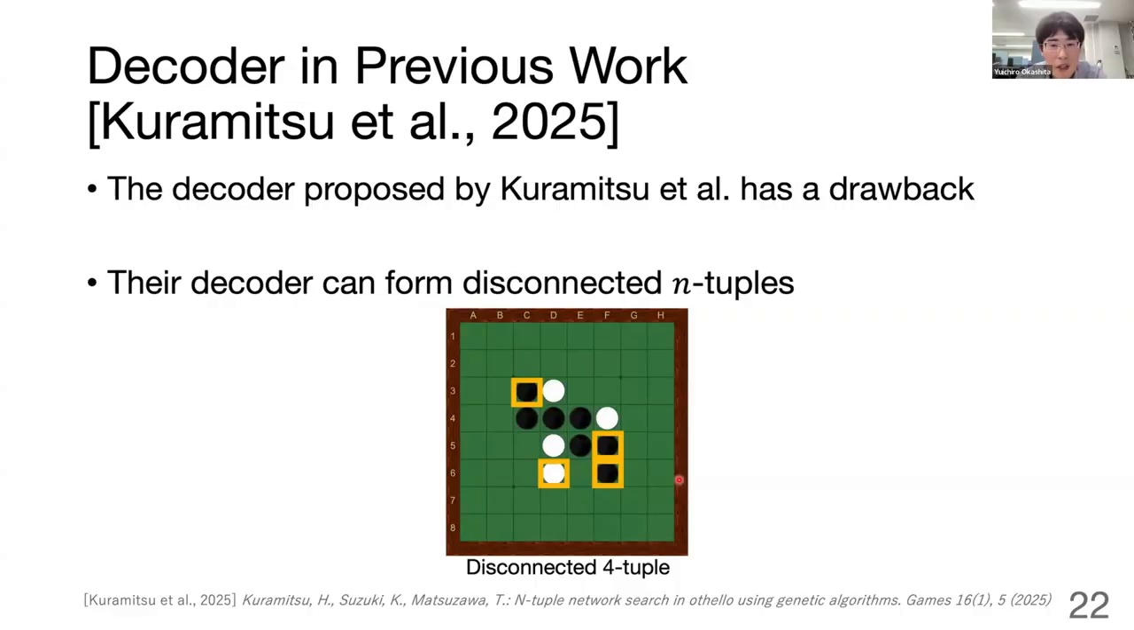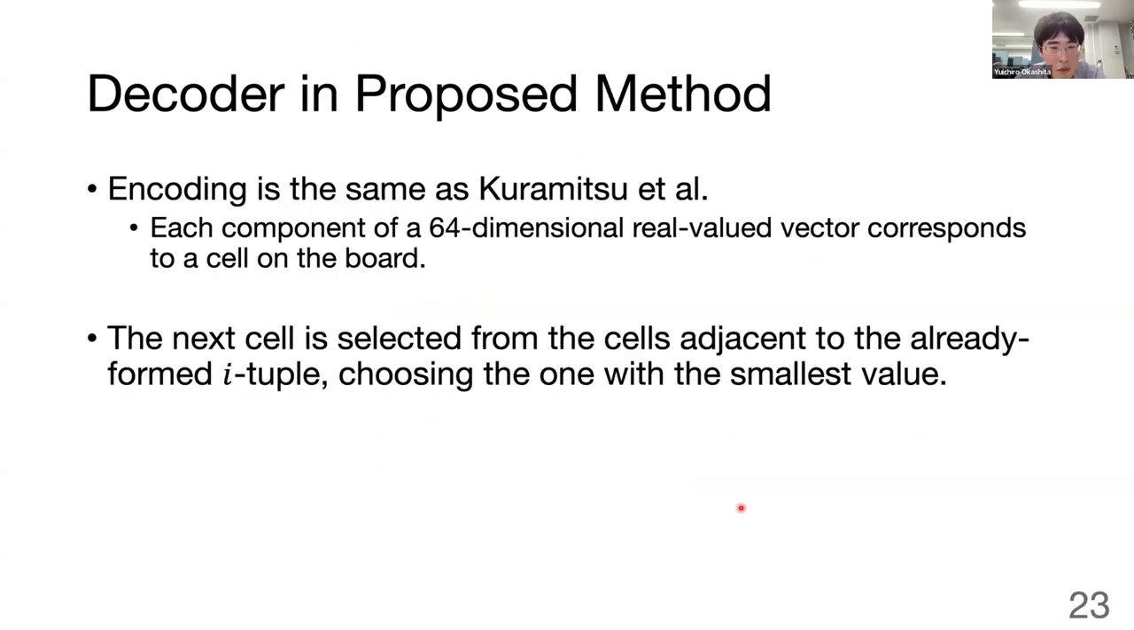Kramitz et al. proposed the decoder for n-tuple generation. Due to time constraints, I will not explain the details of their decoder. However, their decoder has a key drawback. It can form spatially disconnected n-tuples. For instance, as you can see, a disconnected 4-tuple can be formed. To tackle this problem, we introduce a new decoder.